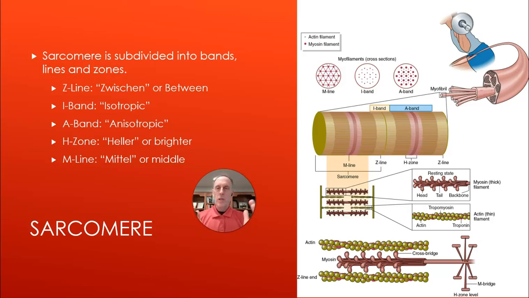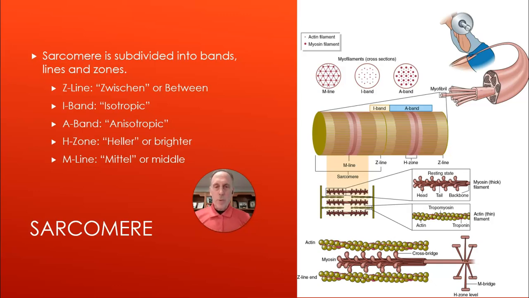Zwischen means between. The I band, which is this guy right in here, this lighter color, is isotropic. And then the A band is anisotropic, which is this blue over here. And then you get the H zone, which is heller, meaning brighter. That's the H zone right here, which is smack in the middle. And then you have the M line, which is mittel, or middle. And so you have an M line as well. So what happens is you have this I band, A band, M line, Z line, H zone.